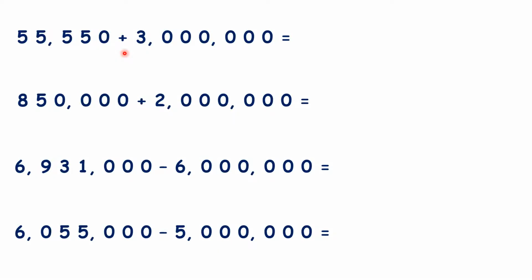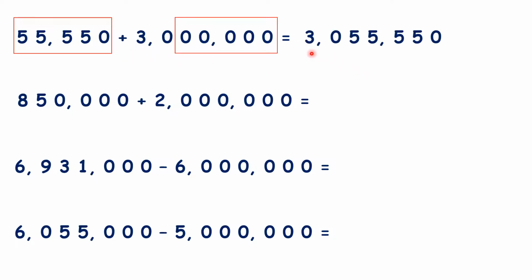So here we're adding and subtracting millions. And for our first question, we have 55,550 plus 3 million. You can see that with our first number we have 5 digits. We have digits up to the 10,000s. And that's why our answer is 3,055,550.